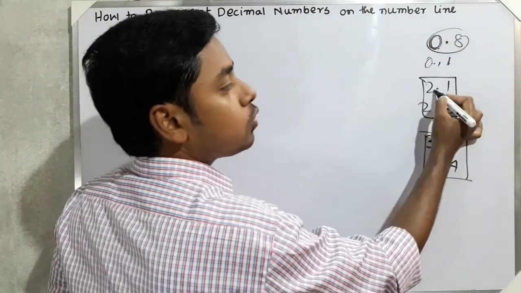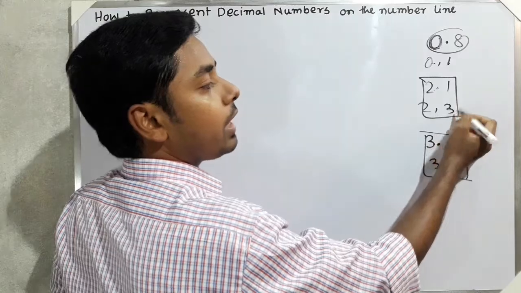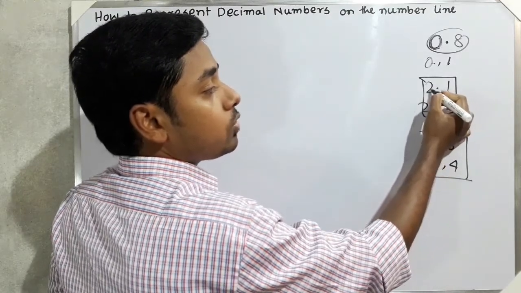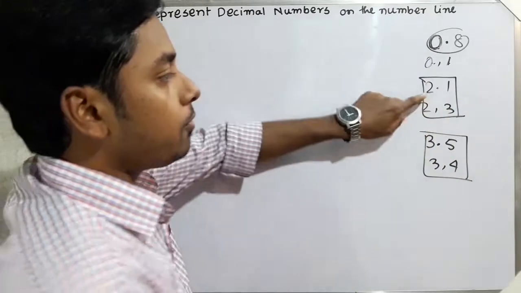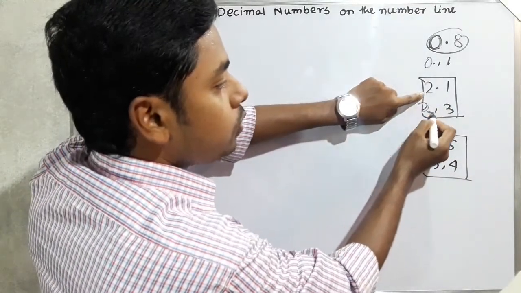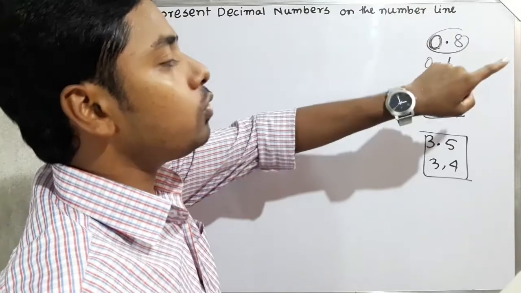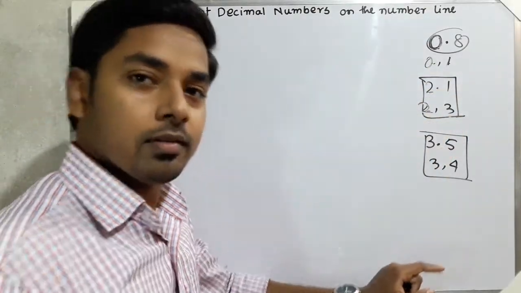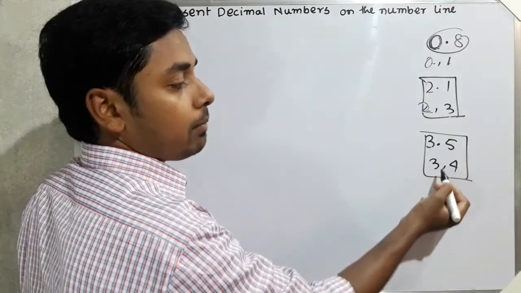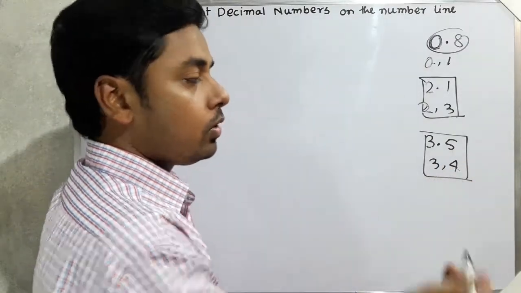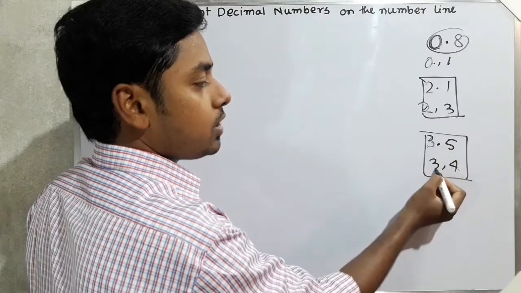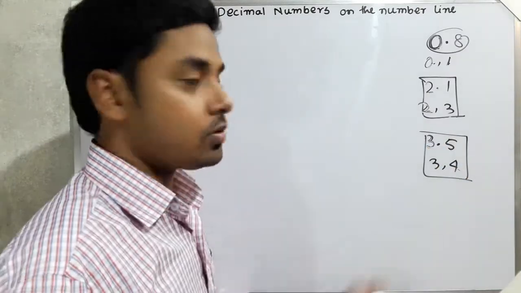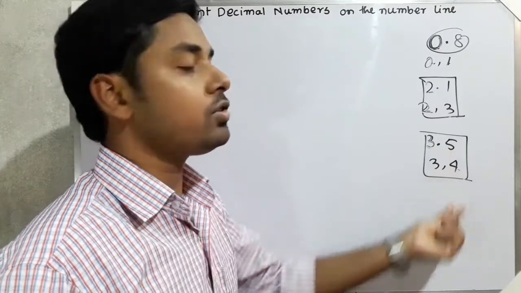Suppose here 2.1 will lie between 2 and 3. How do you check it? First of all you have to take this number 2, and after 2 which whole number will come? 3. So it will lie between 2 and 3. Clear? Suppose here 3.5 will lie between 3 and 4. How? You have to take first 3, and after 3 which whole number will come? 4. So 3.5 will lie between 3 and 4.